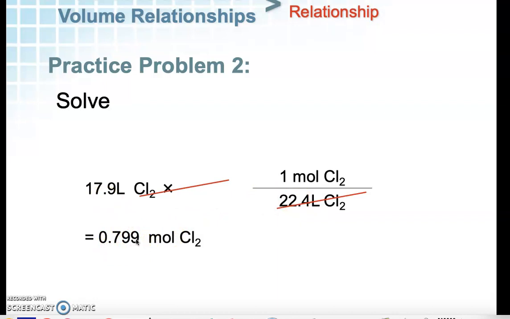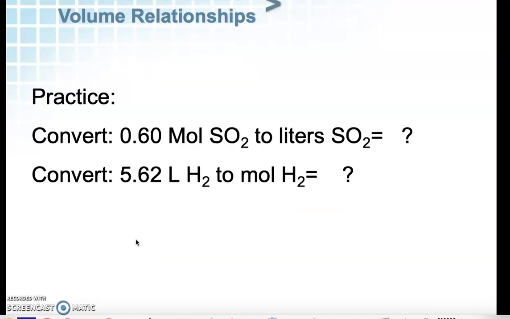Two simple practice problems right there. Now, what I want you to do is try these two problems on your own. The first one is in moles, and you want to convert to liters. The second one is in liters, and you want to convert to moles. So take a couple minutes, write these down, and then let's check your answers in a sec.